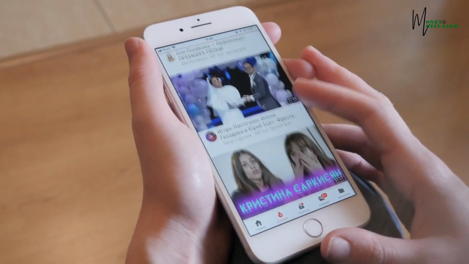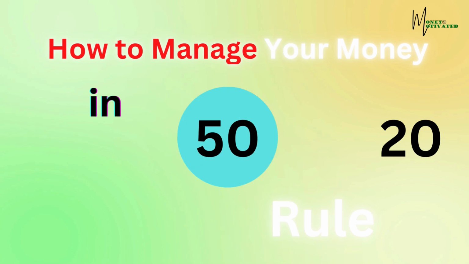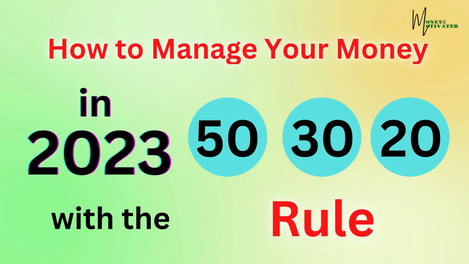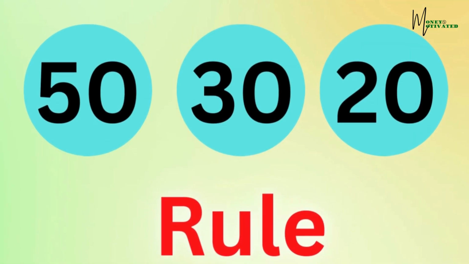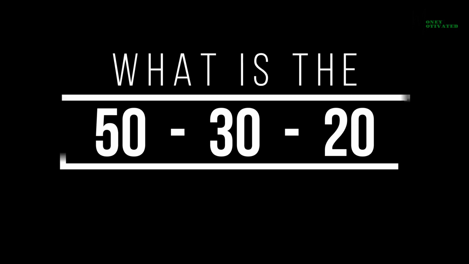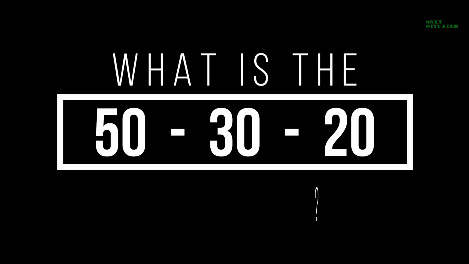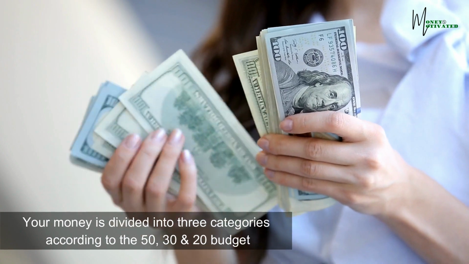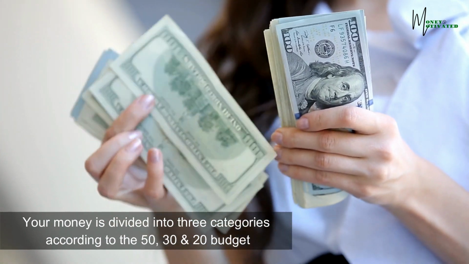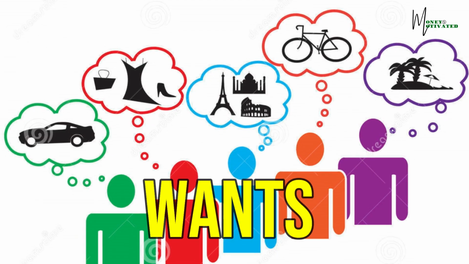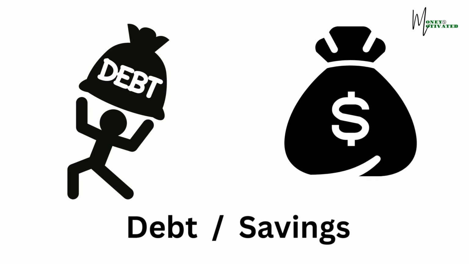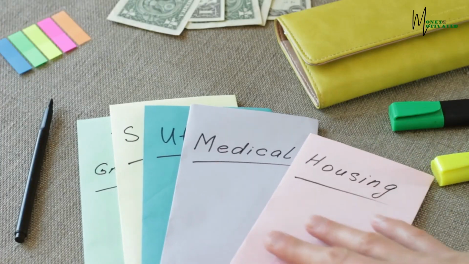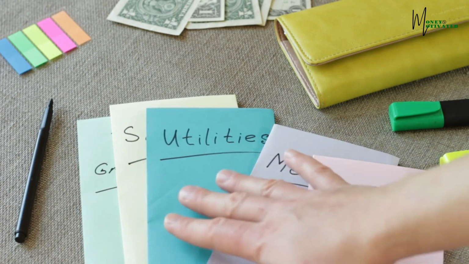Now, let's watch how to manage your money in 2023 with the 50, 30, and 20 rule. What is the 50, 30, and 20 budget rule? Your money is divided into 3 categories according to the 50, 30, and 20 budget: essentials, wants, and debt or savings. You can more clearly grasp where your money is going by parsing up your costs in this manner.